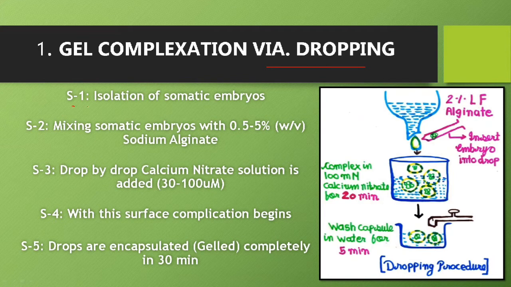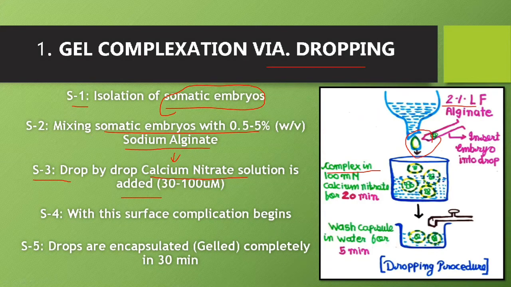In this, step 1 is isolation of somatic embryos. The somatic embryos are isolated, then they are taken onto a different container, or they are dropped. Step 2 is mixing the somatic embryos with 0.5 to 5% sodium alginate. Then in step 3, drop by drop calcium nitrate solution is added to this.